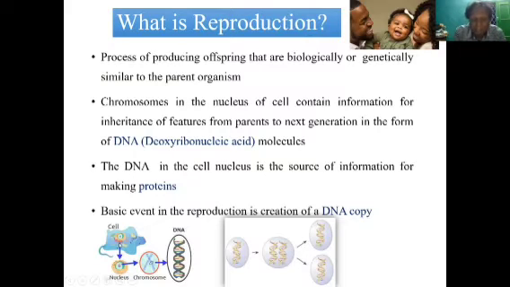Within the cell, the nucleus is present. In the nucleus, chromosomes are arranged. The chromosomes are made up of thin thread-like structures which are highly supercoiled. This is the DNA. DNA means deoxyribonucleic acid, which is double-stranded and carries the genetic information in order to make proteins.